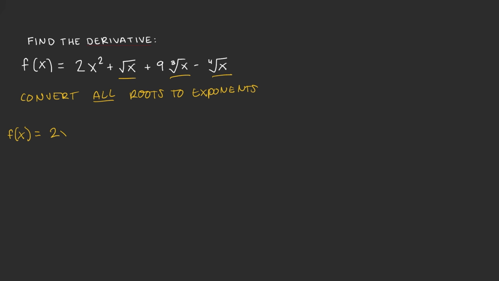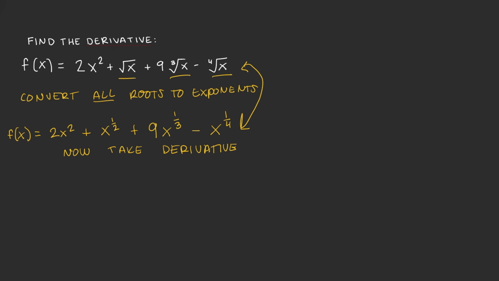So we'll still have 2x squared plus, and then this root would be x to the 1/2 power plus 9x to the 1/3 power minus x to the 1/4 power. That's it. This one and this one are equivalent to each other. We just rewrote the roots as exponents. And then the next step would be to take the derivative.